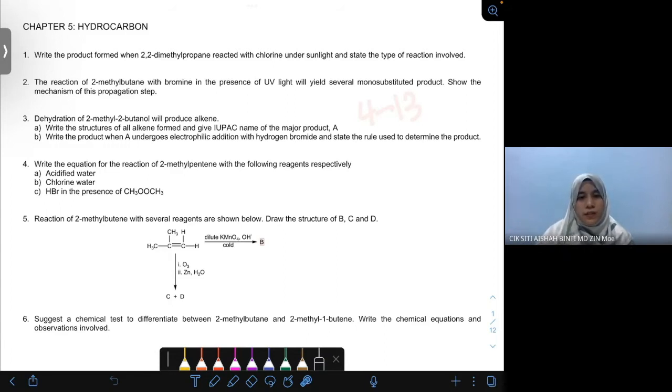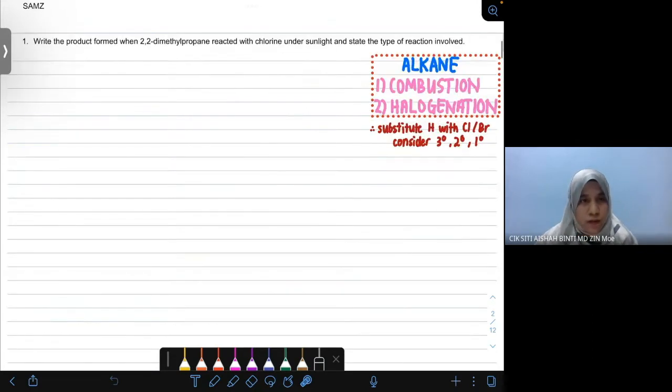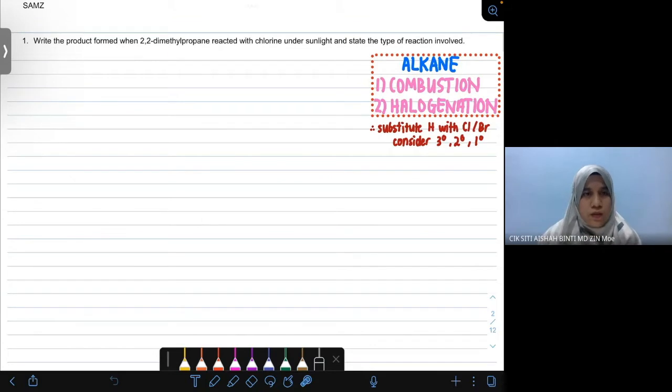Okay, so this is actually the question for chapter 5 hydrocarbon. So we have 6 questions. Hopefully in 1 hour ni ataupun lebih sikit, we're going to finish up this example together. Okay, so first question here. Okay, so kita tengok dekat sini lah. First question mentioned that write the product formed when 2,2-dimethyl propane reacted with chlorine under sunlight and state the type of reaction involved.